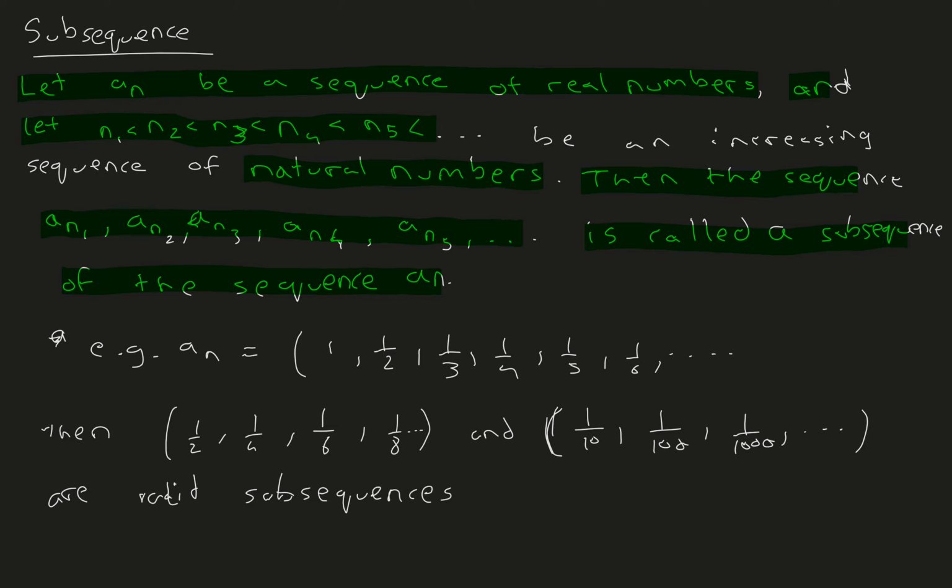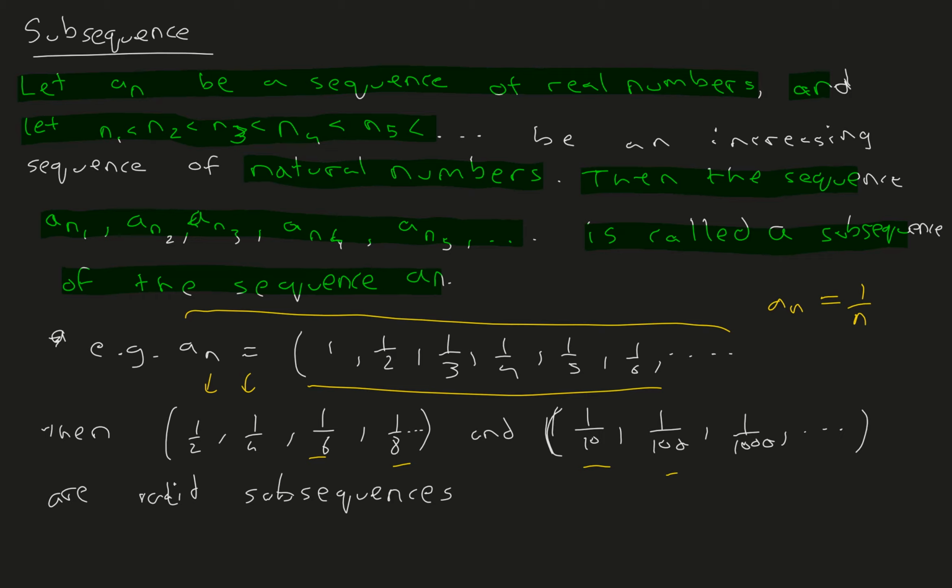So consider this sequence a_n, which is 1 over n, and these are the terms of the sequence. Then 1 over 2, 1 over 4, 1 over 6, 1 over 8, 1 over 10, 1 over 12 is a subsequence of the sequence a_n. And similarly, 1 over 10, 1 over 100, 1 over 1000 is a subsequence of the sequence a_n.